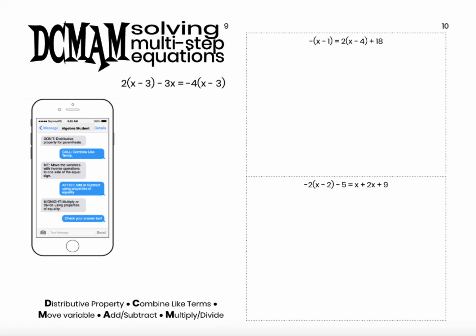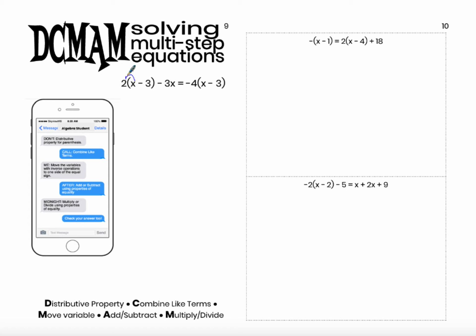On page 9 and 10 of the Unit 1 notes, we look at our DCMAM, our Don't Call Me After Midnight acronym, which helps us solve multi-step equations. It tells us the proper order in which to perform our steps to solve a complicated equation. The D stands for don't in our acronym, and that is reminding us to use the distributive property first.